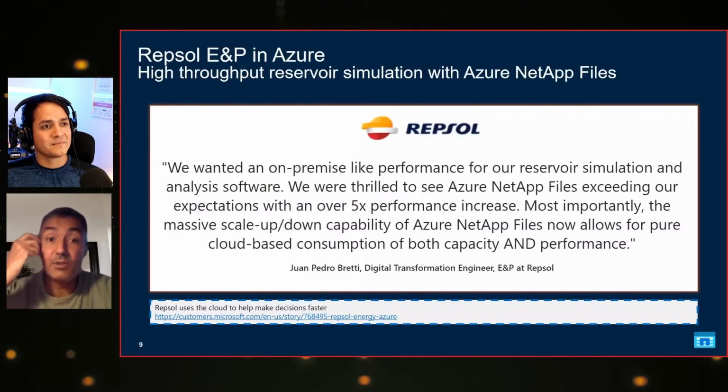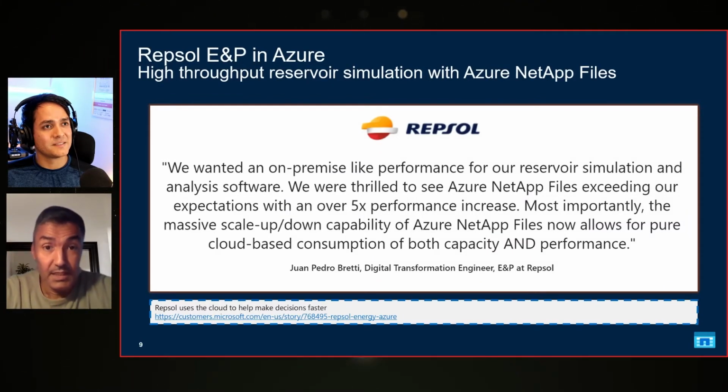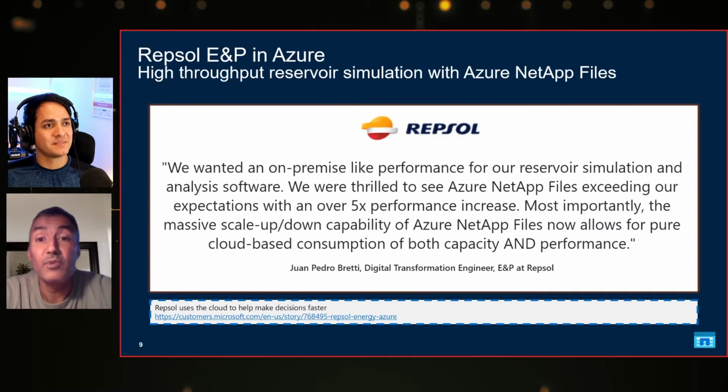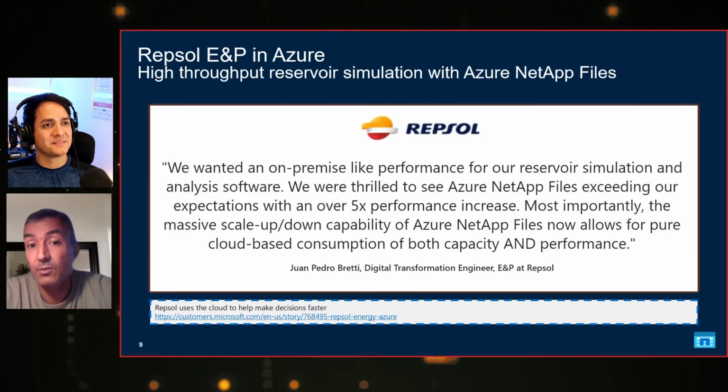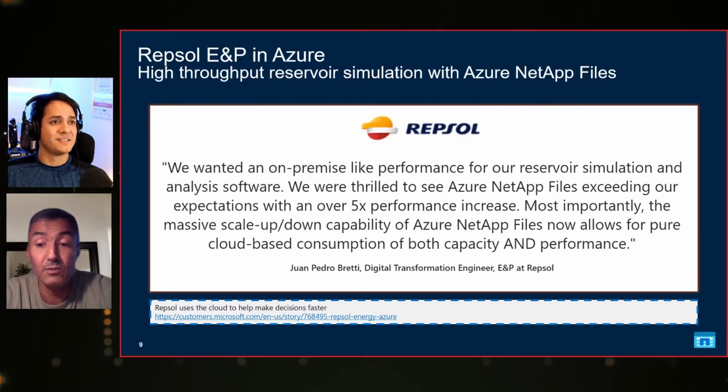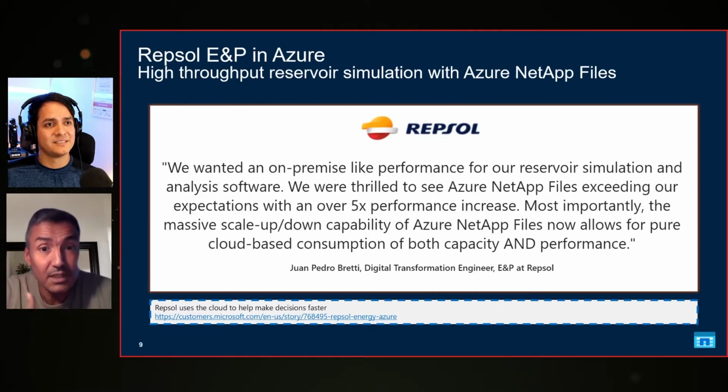So here is a testimonial from Repsol, and you can see that the customer is saying that Azure NetApp Files provided a performance 5 times better than what they had on-prem. I'm not talking here about the YAS solution, but about on-prem, 5 times better than on-prem. So as I said earlier, we help them get the best of performance and the best of capacity in the cloud.